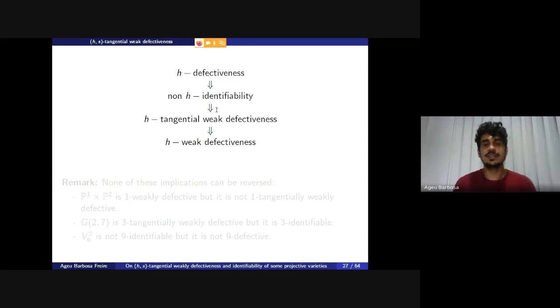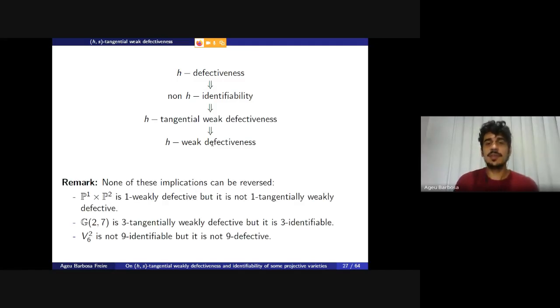But today I will focus on the other two implications, because this last implication is again immediate once we note that the h-tangential contact locus is a subset of the h-contact locus for a general hyperplane. Of course, if the tangential contact locus has positive dimension, the h-contact locus will also have positive dimension.